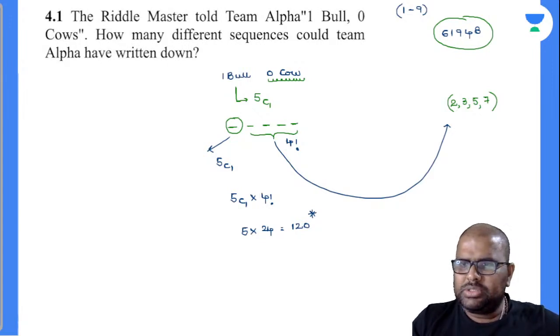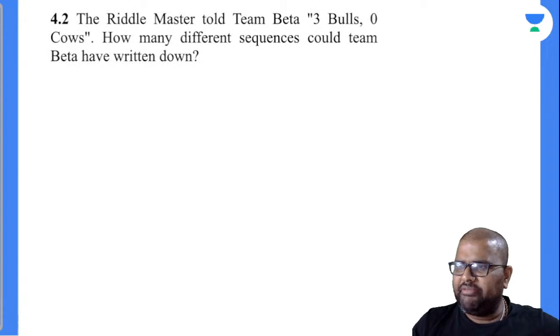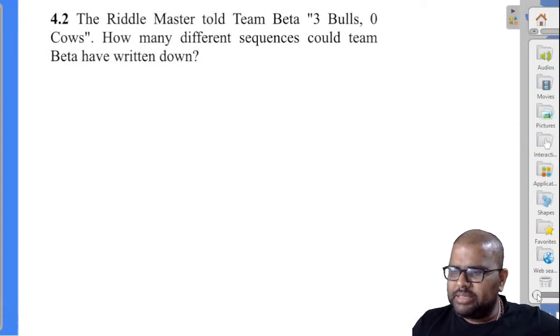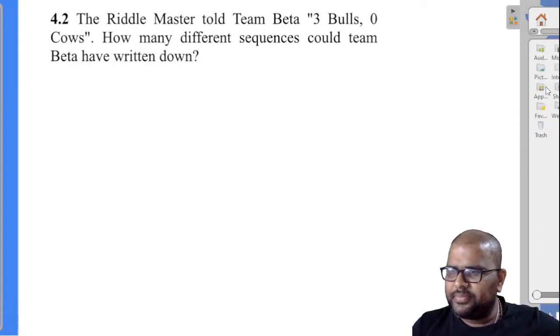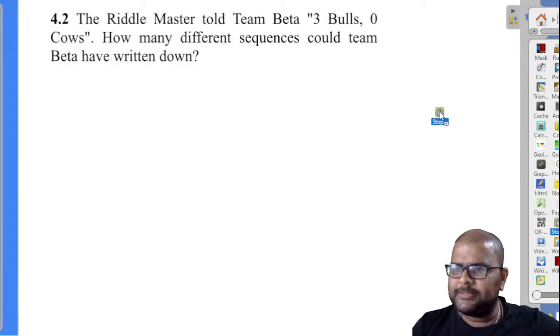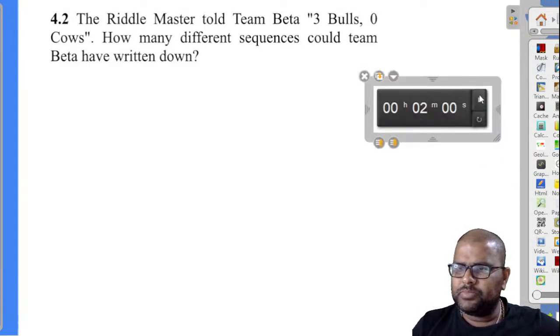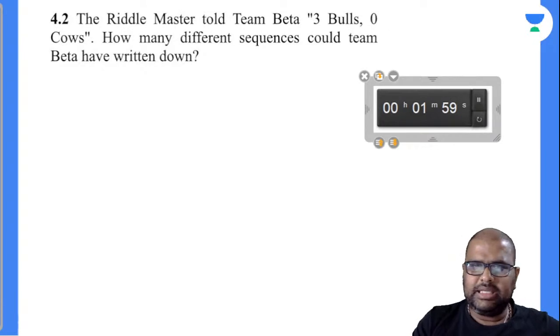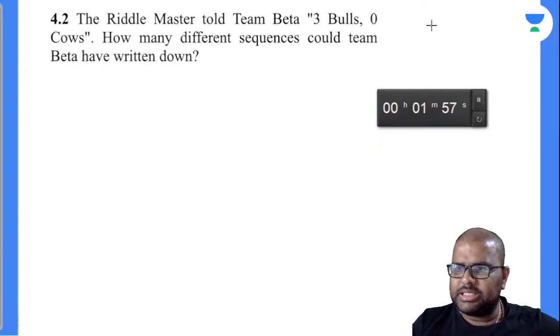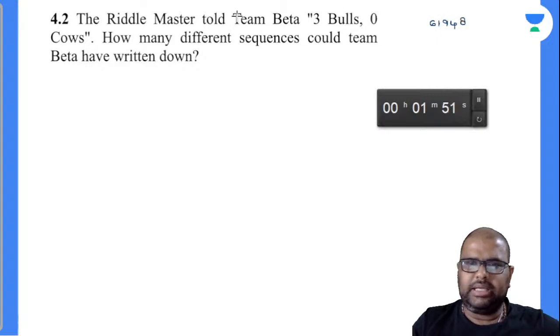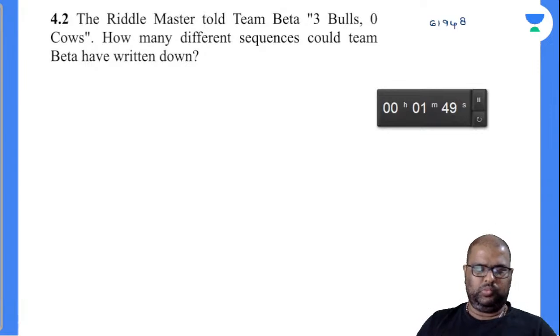Now try to solve the next question, 4.2. I have given the sequence. So see here, what is the master sequence? I'll be giving you 2 minutes for this. So I'll write down the master sequence here. This is the master sequence, 61948. Try this question.